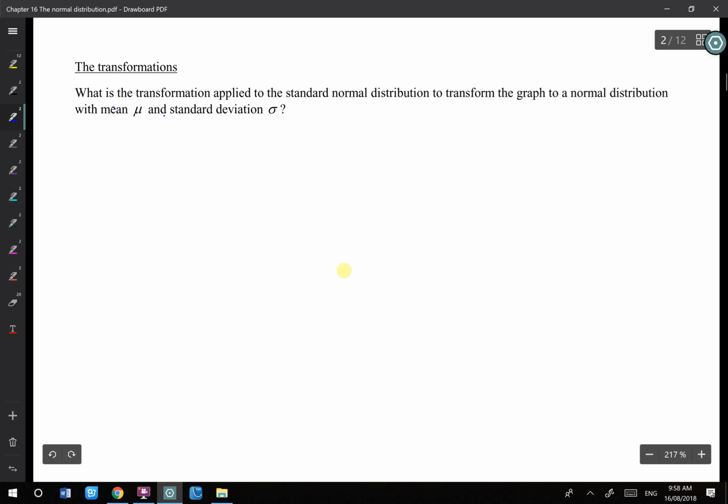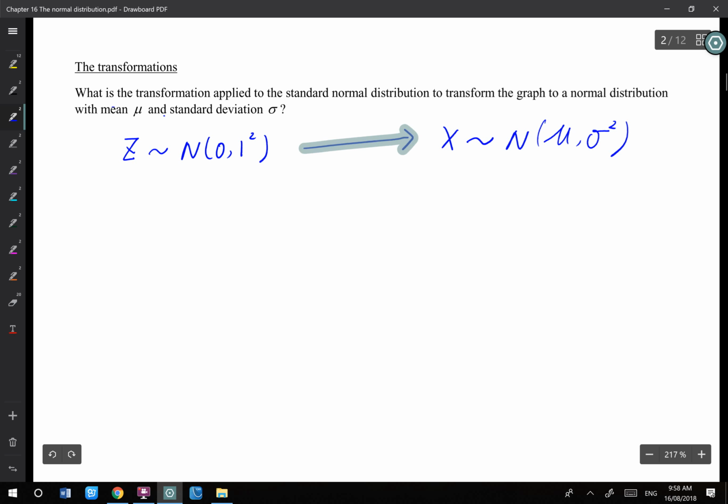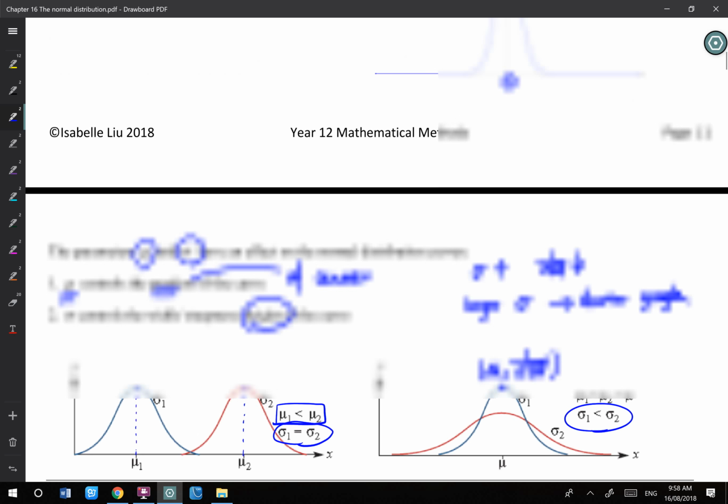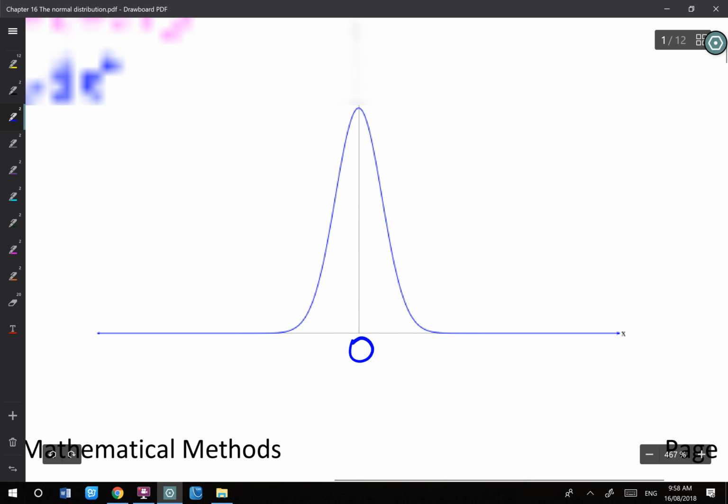So my question is, I have a standard normal distribution graph like this. How can this graph become this graph? Well, it's a little bit of revision on transformation now. Let's go back to this question here.